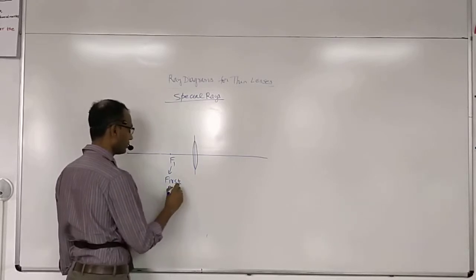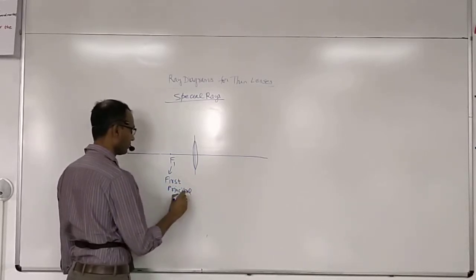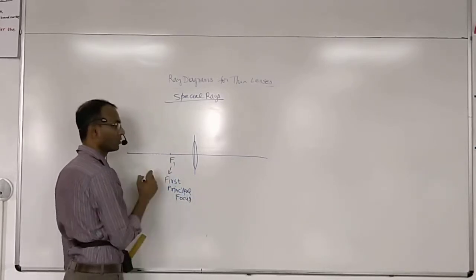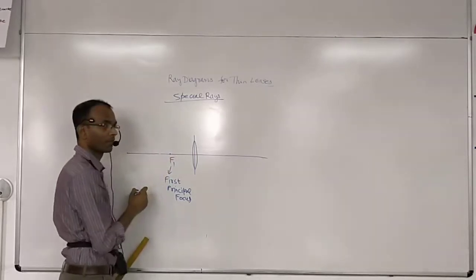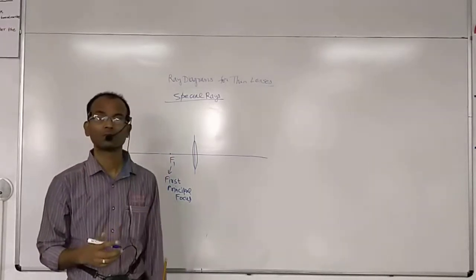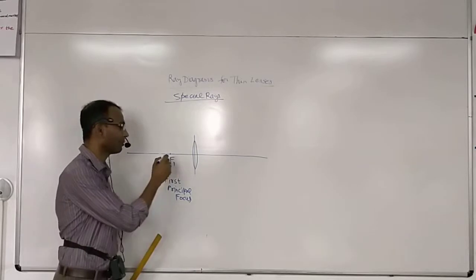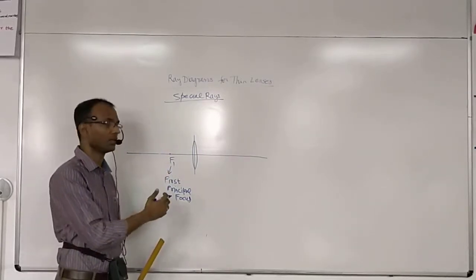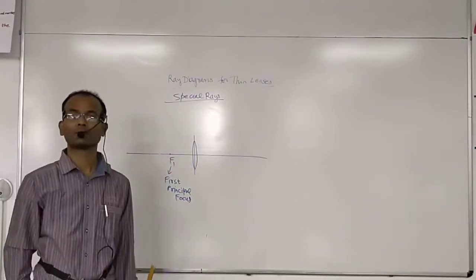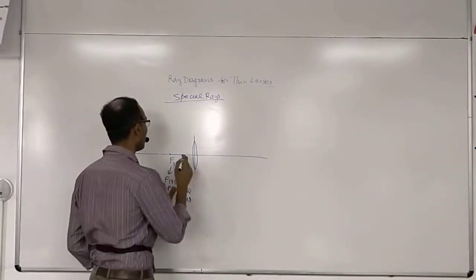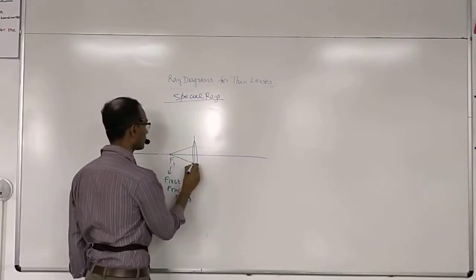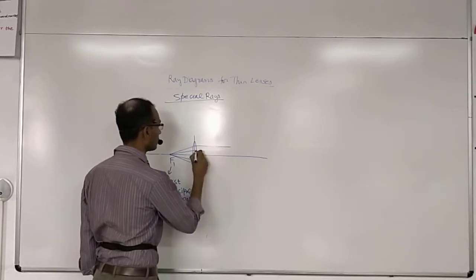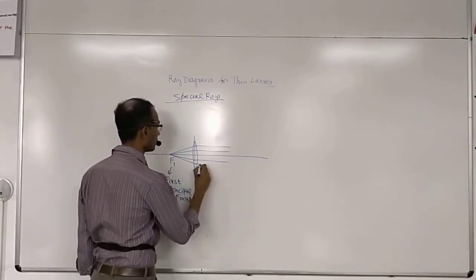First principal focus. If you keep the object at first principal focus, let us say a point object, then the property of first principal focus is that its image will form at infinity. That means you will end up getting parallel rays of light, like this.